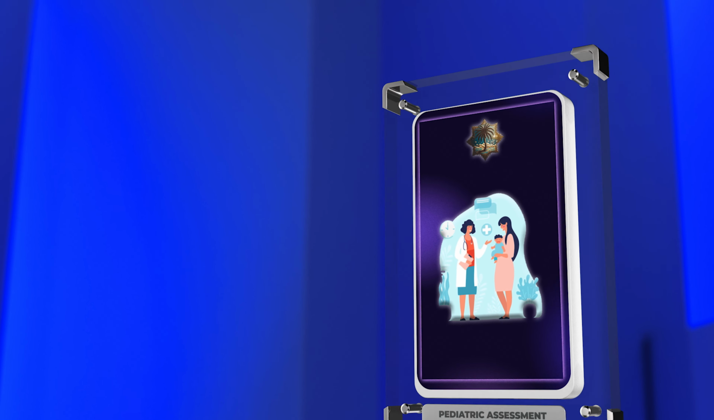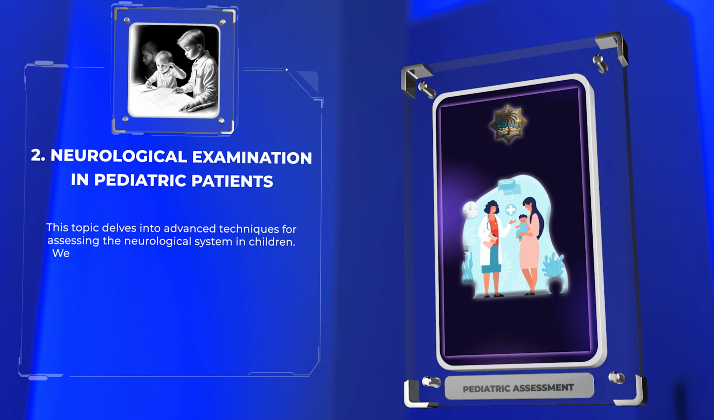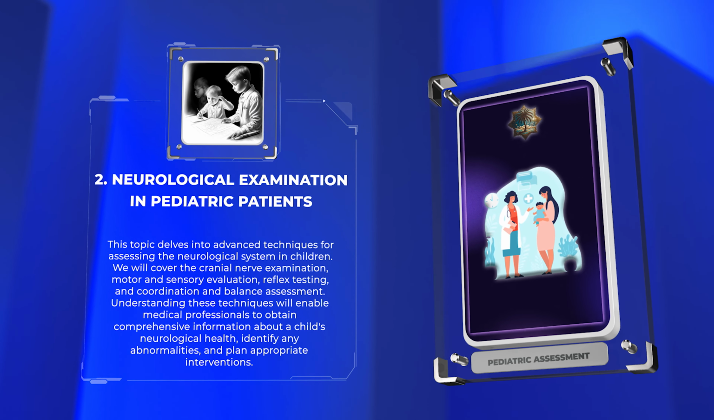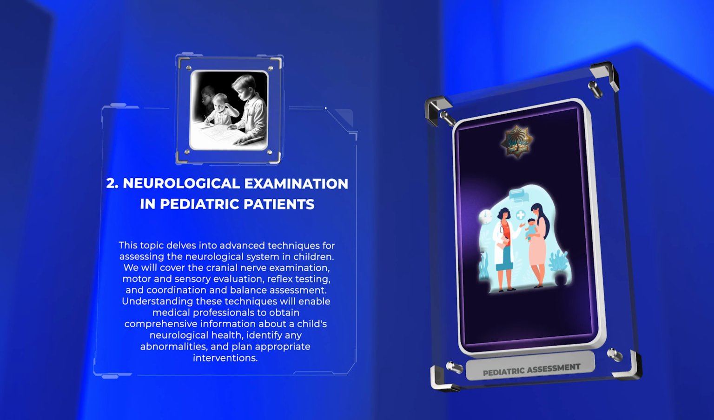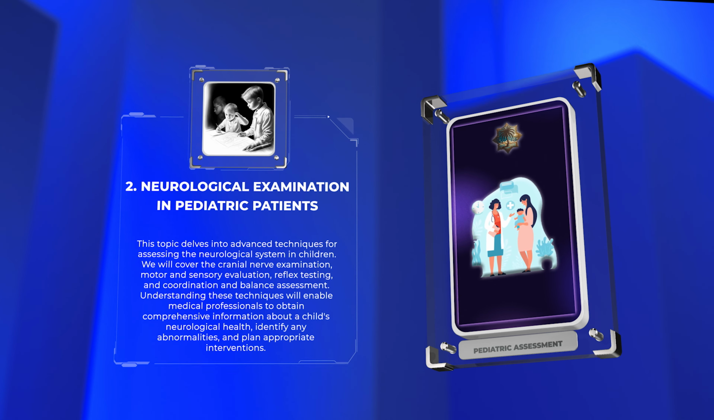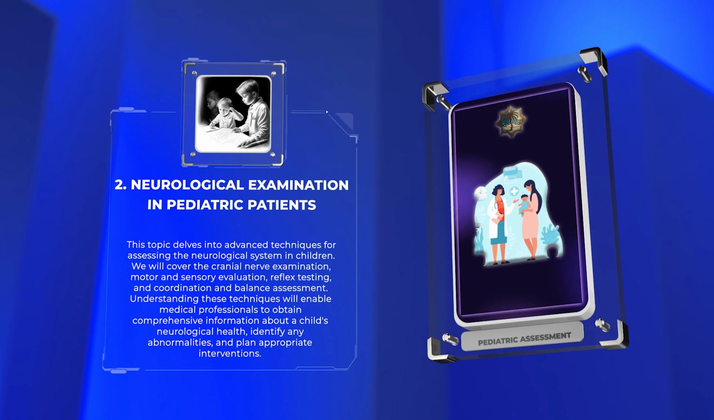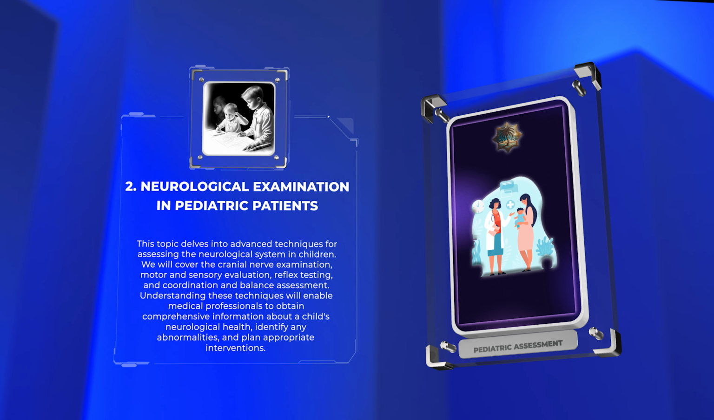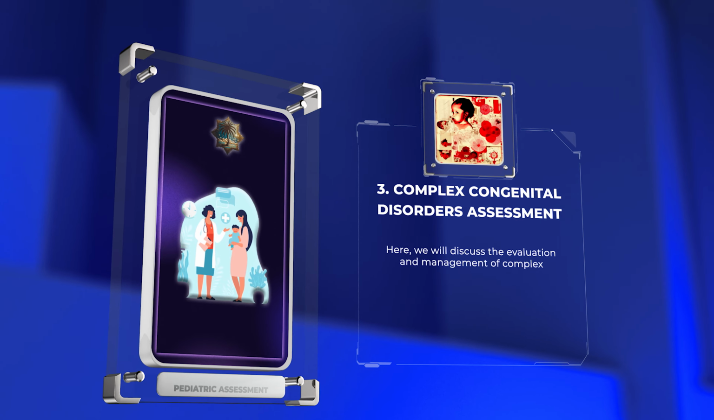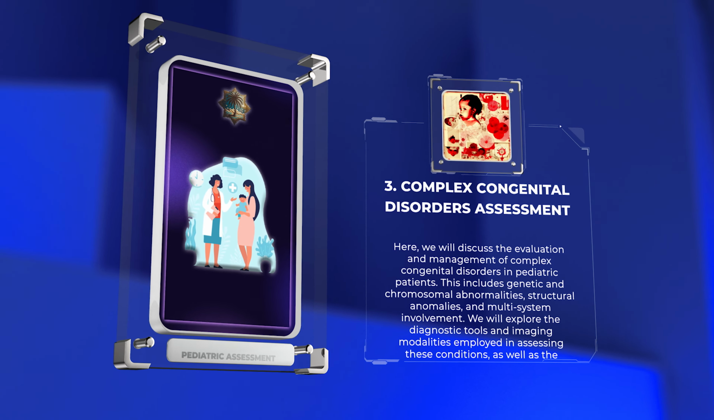This topic delves into advanced techniques for assessing the neurological system in children. We will cover the cranial nerve examination, motor and sensory evaluation, reflex testing, and coordination and balance assessment. Understanding these techniques will enable medical professionals to obtain comprehensive information about a child's neurological health, identify any abnormalities, and plan appropriate interventions.